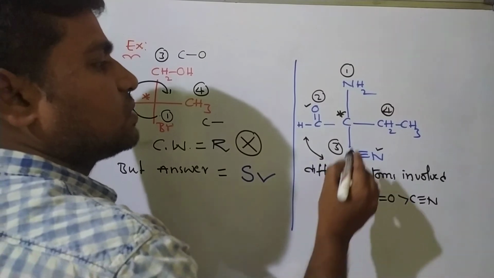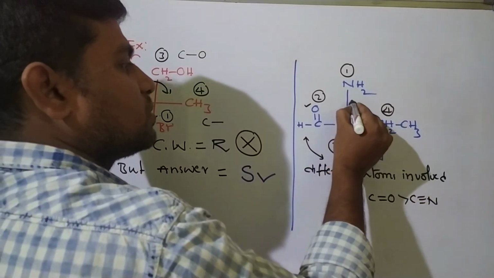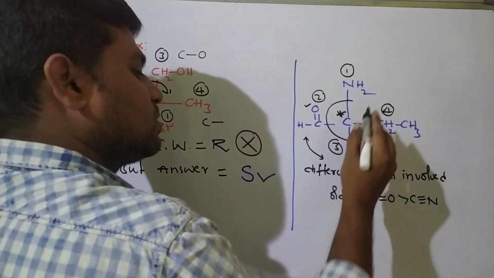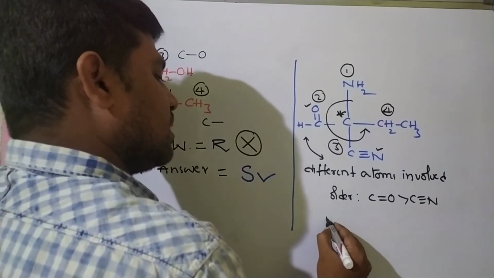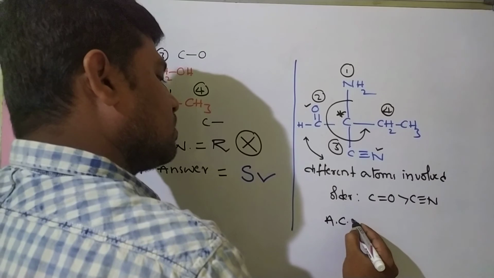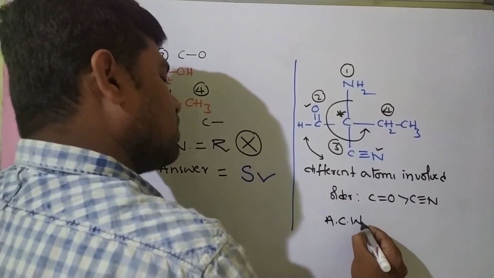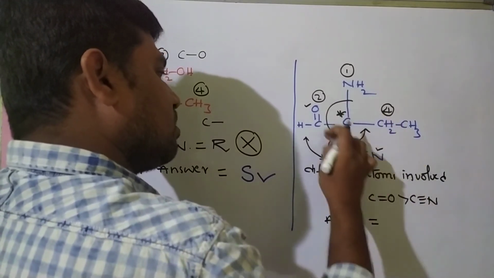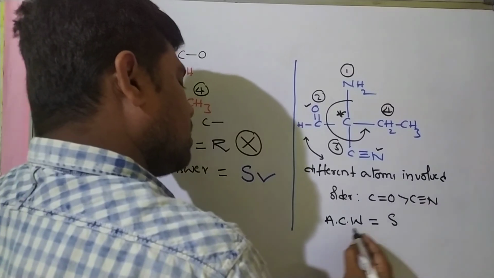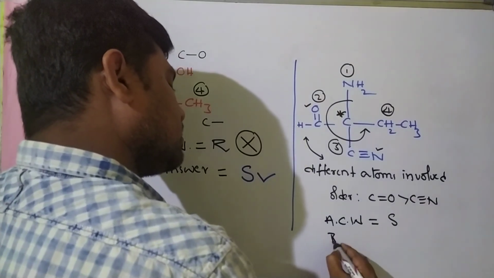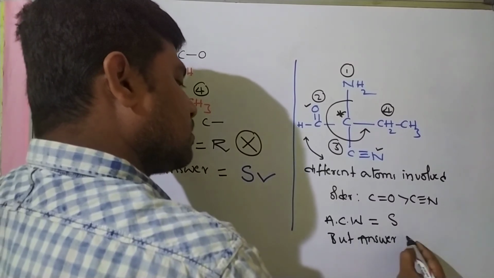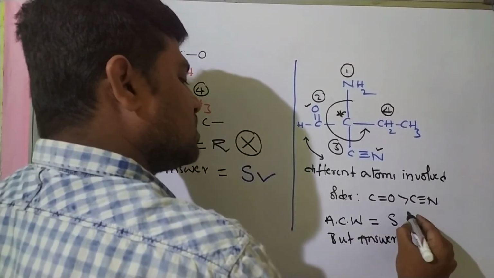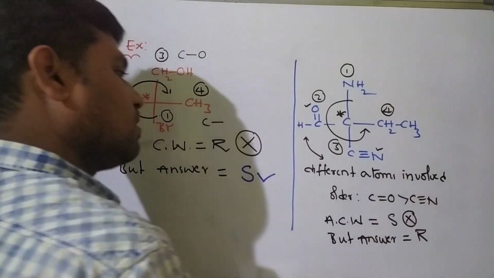Now the rotation is 1, 2, 3. So which rotation? Anti-clockwise rotation. Anti-clockwise rotation, but the answer is R, rectus, because of the switching. So please note.